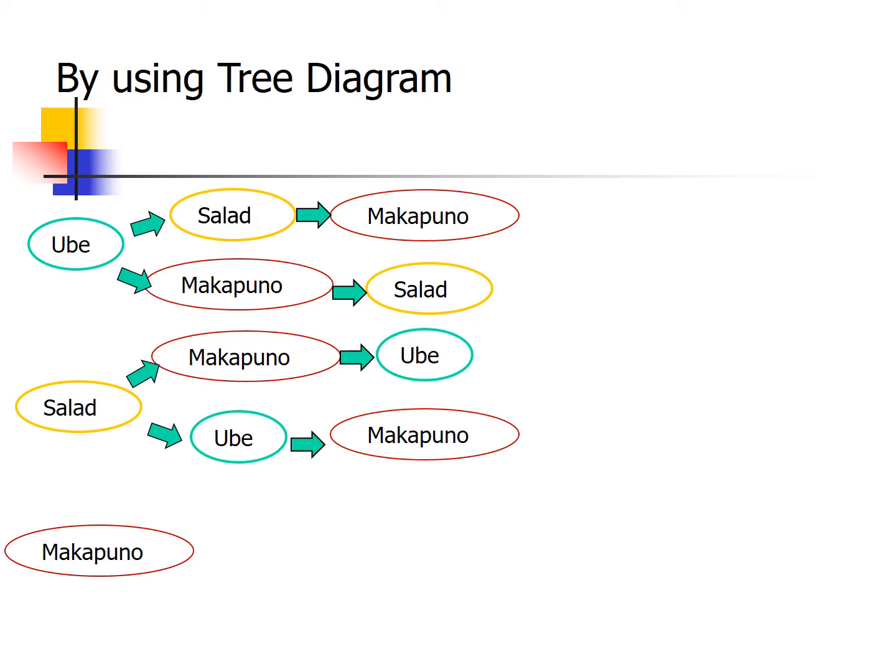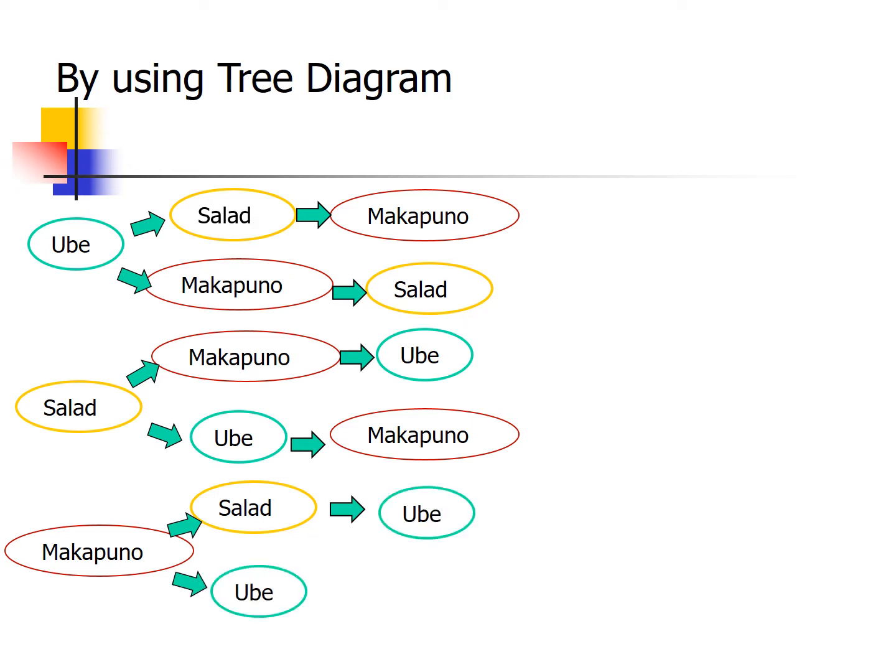Next, if I start with makapuno, what comes after makapuno? It can be salad, with ube last. Or I reverse the two: ube, or salad, and the last one is salad. So, I have formed 6. So, this is by using tree diagram, out of 3 items.